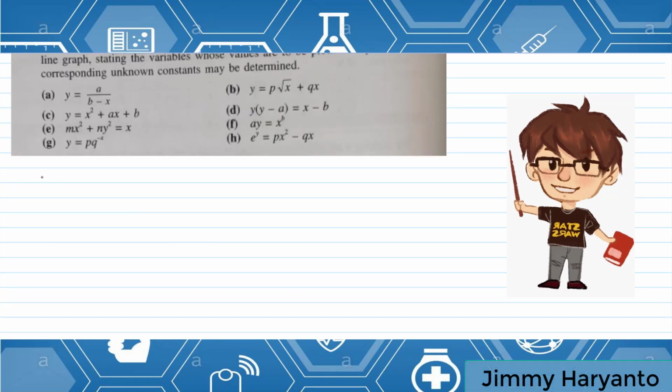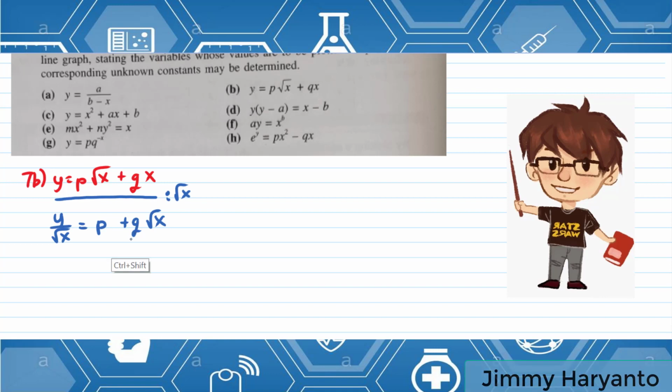For number B, we have y equals p square root of x plus q x. For this one, maybe we can divide them all by square root of x. So the answer is y over square root of x equals p plus q square root of x. This is already similar to y equals mx plus c. So this is the y, this is the m, this is the x, and then plus c.